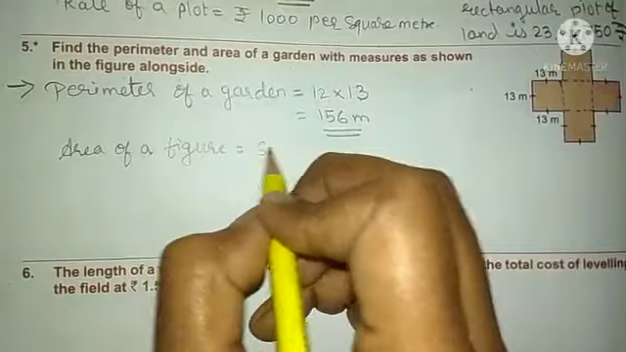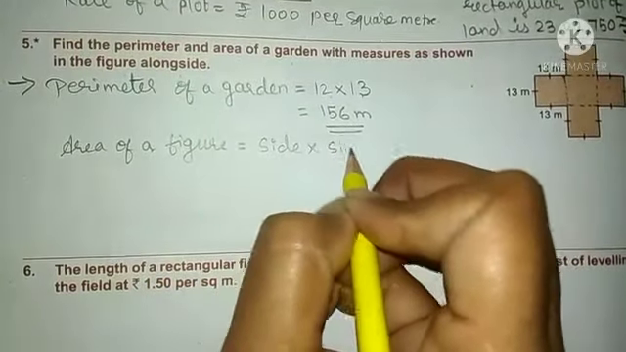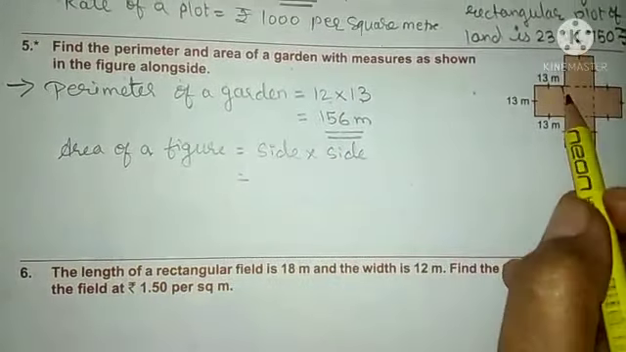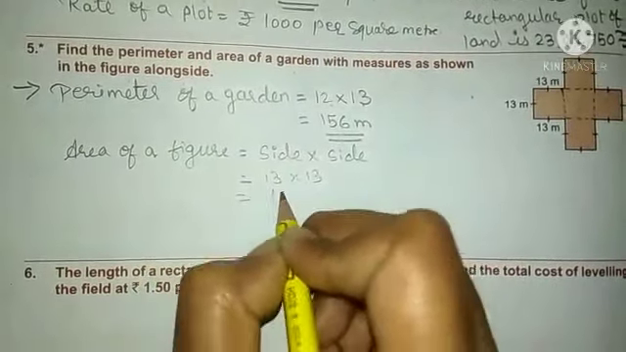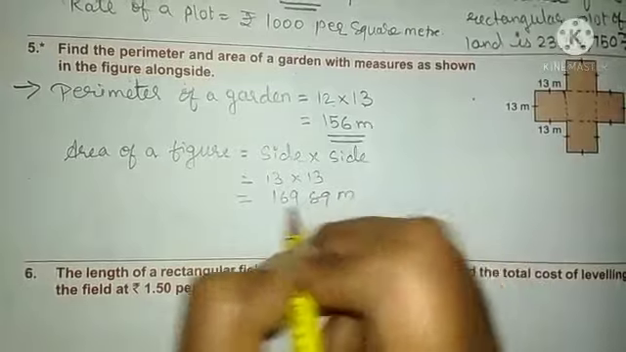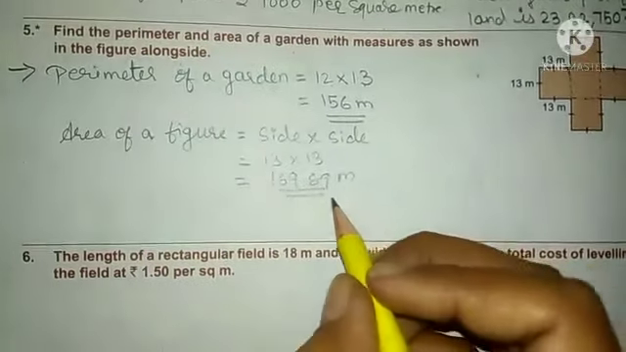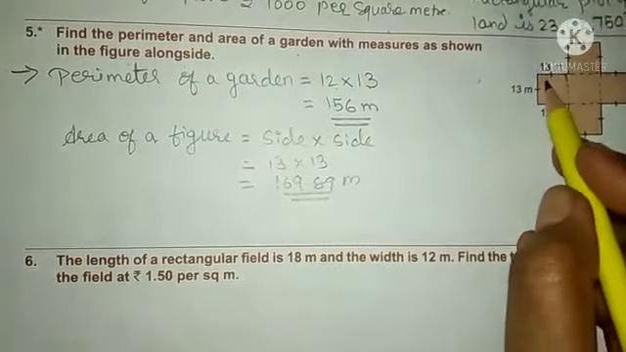So how are you going to find it out? That is side into side. So what is the side given over here? 13. So 13 into 13, you will get 169 square meter. Clear? So this 169 square meter is the area of 1 square.